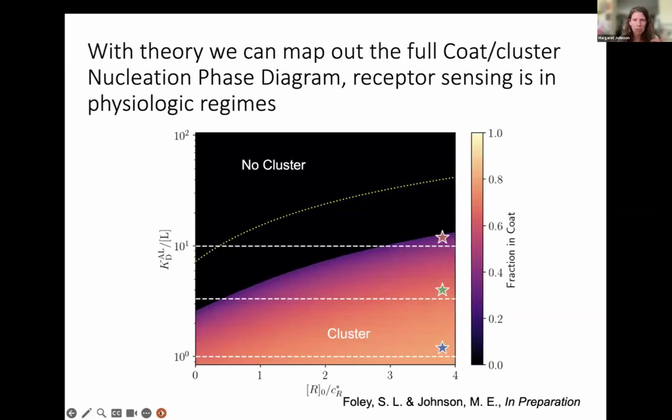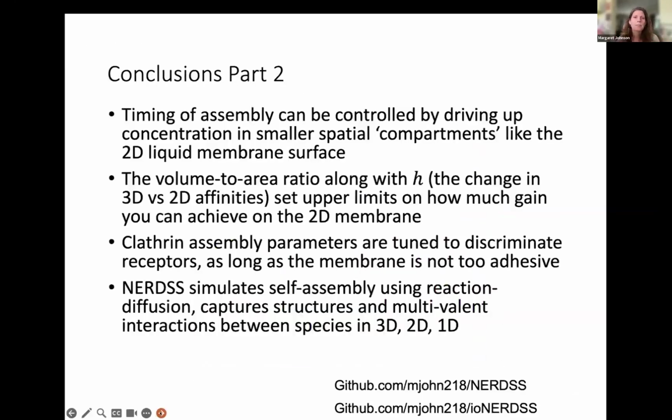And so to conclude, I'm going to skip that. The assembly can be controlled by driving up concentrations and using 2D. We think that we know the clathrin parameters, and we think they really are tuned to discriminate the receptors, but the membrane cannot be too adhesive.